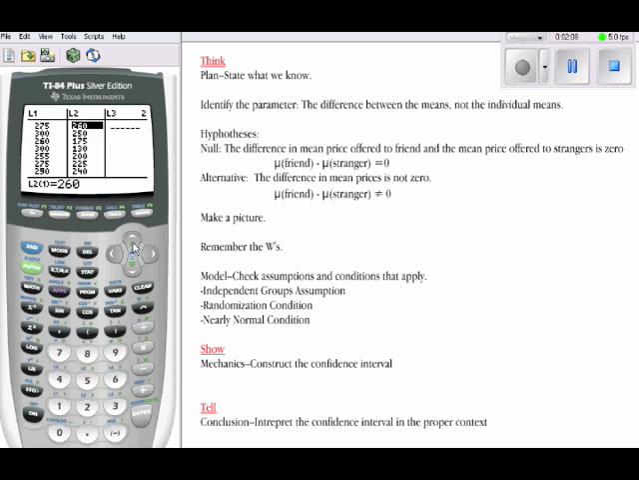All right. The next thing we're going to do is, because we're doing a significance test, we need to state our null and alternative hypotheses. The null, in this case, is that the difference between the price offered to a friend and the price offered to a stranger would be 0. We'd write that mu of a friend minus mu of a stranger equals 0. Alternatively, we would state that the difference in the mean prices is not 0, because we're not really sure which one's more, which one's less. We just think, is there a difference between the two? And so we'll state mu of a friend minus mu of a stranger is simply not equal to 0.